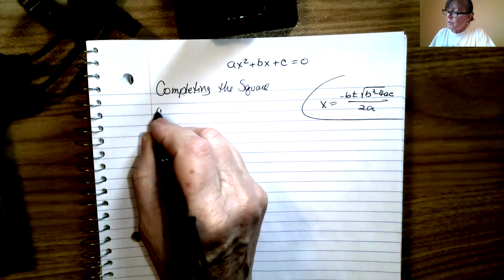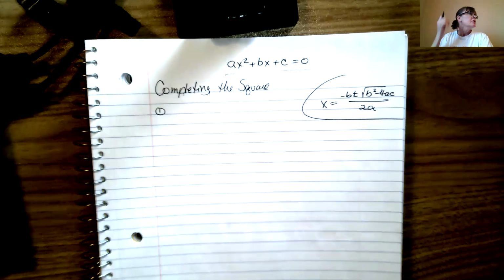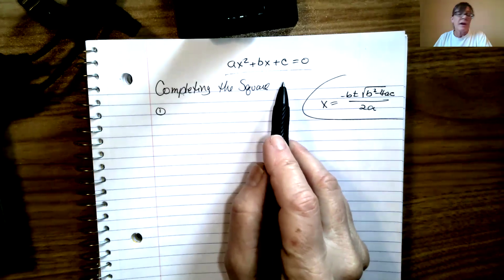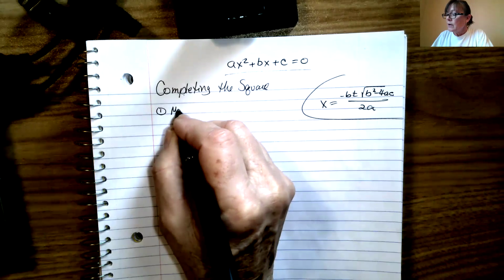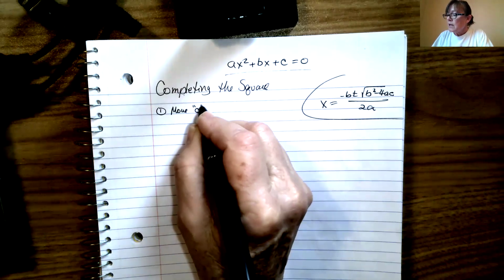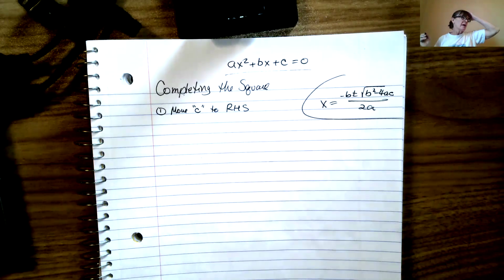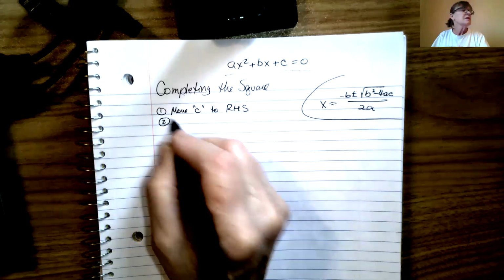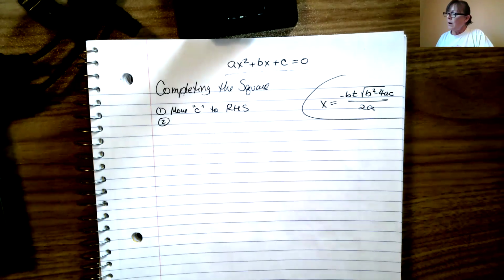Here's the list of steps. Number 1, here's our quadratic equation. We're going to assume that it is in this form before we start, that there's a 0 on the right-hand side. So the first thing we will do is move the value of c to the right-hand side, which I'm going to abbreviate RHS. We move c by subtracting c or adding c, depending on its value.